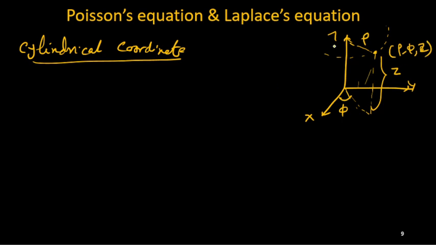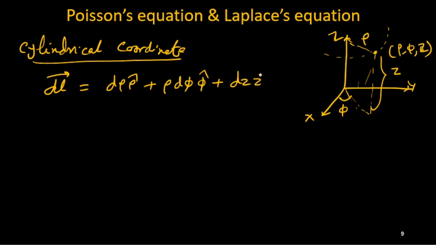And in this coordinate system, dl vector is defined as: the change in rho is d rho, rho vector. If there is a change in phi, d phi, the corresponding length change is rho times d phi, phi unit vector, and along z it is simply dz, z vector. So if you compare, the coefficient 1 is multiplied, then rho is multiplied, then again 1. So h1 in this case is 1, h2 is rho, and h3 is again 1.